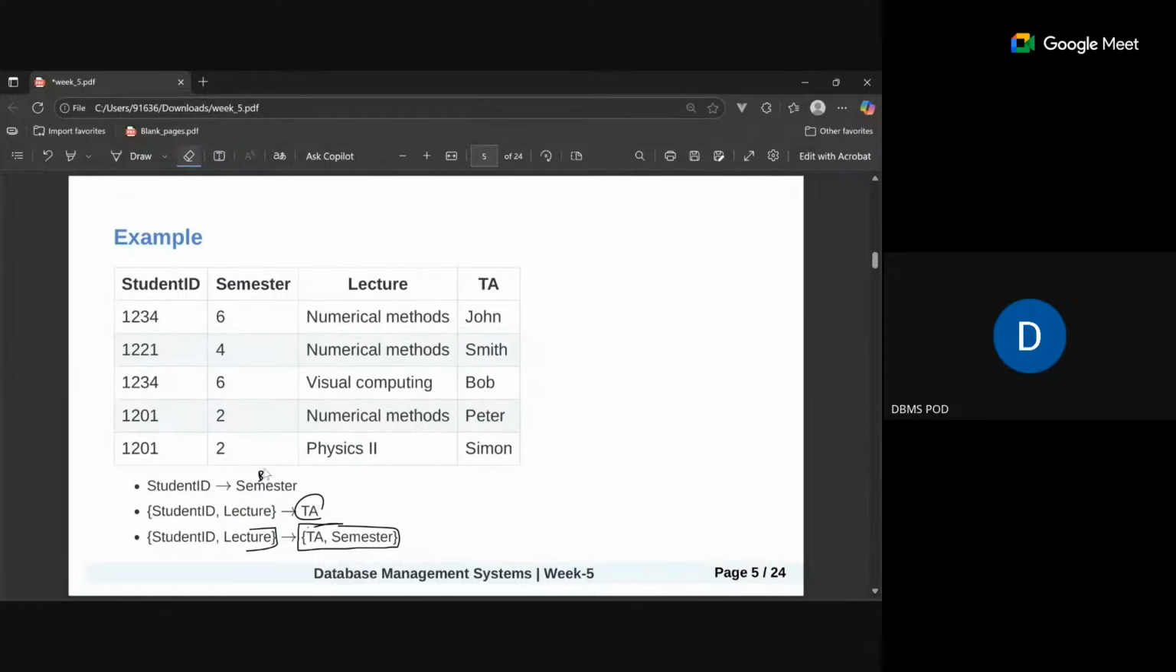Now, I hope everyone is clear about what is meant by attribute and how we are defining this relationship. Basically, we use this arrow symbol, which means determines: student ID determines semester. So at least half of the things were clear, right? In functional dependency, what is meant by attribute and how we define it. Let's see how student ID determines semester using this example. Any doubts so far?